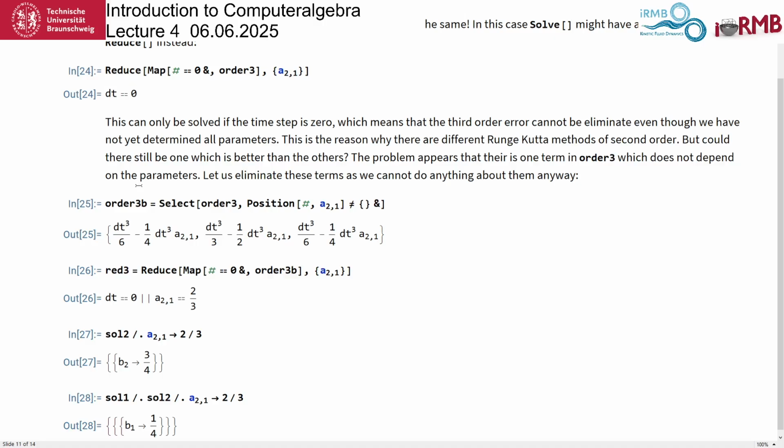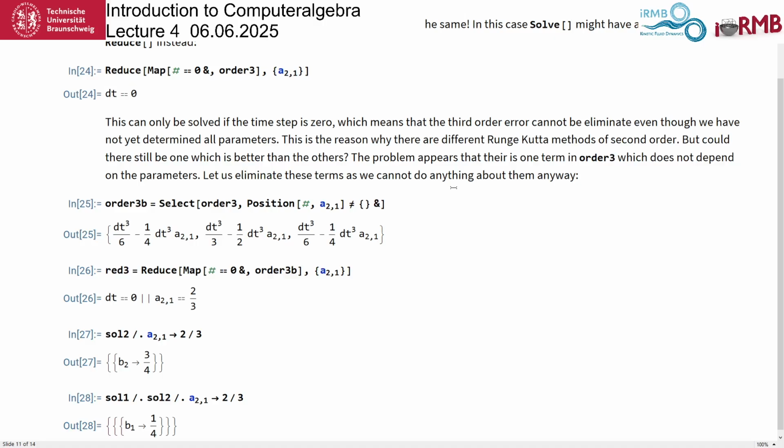So basically it cannot be solved unless the time step is 0, which means that the third order error cannot be eliminated, even though we have not yet determined all parameters. This is the reason why there are different Runge-Kutta methods of second order. But could there still be one which is better than the others? The problem appears that there is one term in order 3 which does not depend on the parameters. Let us eliminate these terms as we cannot do anything about them anyway.